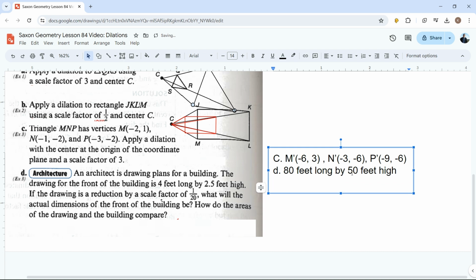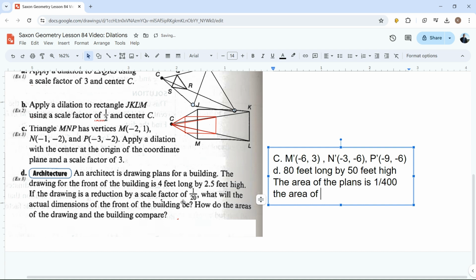And then here's the thing. This question is going to come up. If the drawing is a reduction by a scale factor of 1/20th, what are the actual dimensions? And then how do the areas of the drawing and the building compare? Well, remember, the area multiplies length times width, but I'm multiplying 1/20th of the length times 1/20th of the width. So instead of it just being 1/20th, it's 1/20th times 1/20th, which is 1 over 400. So the area of the plans is 1/400th the area of the building.